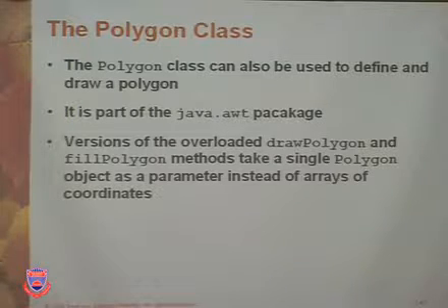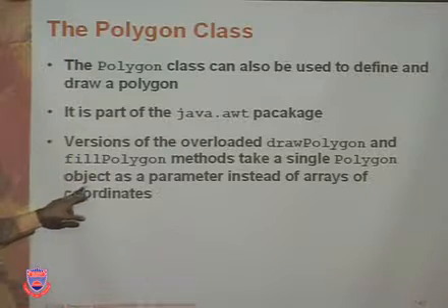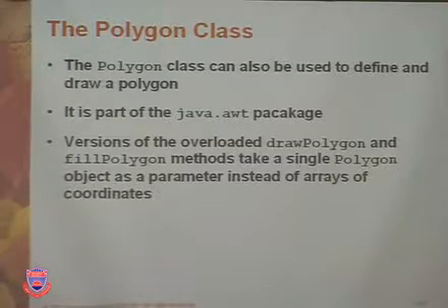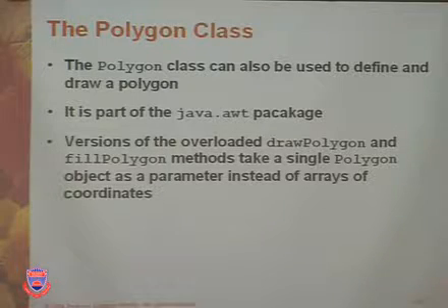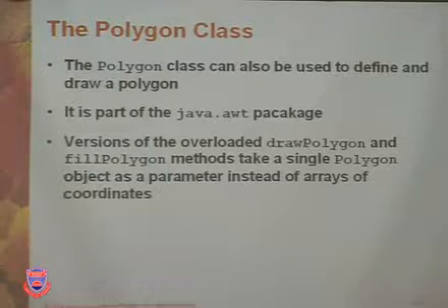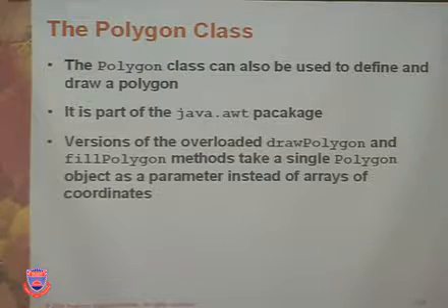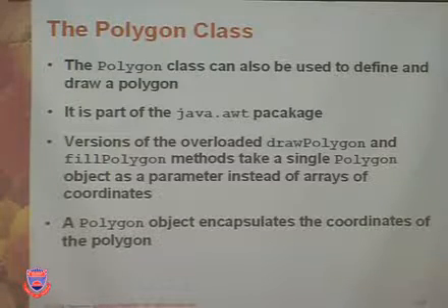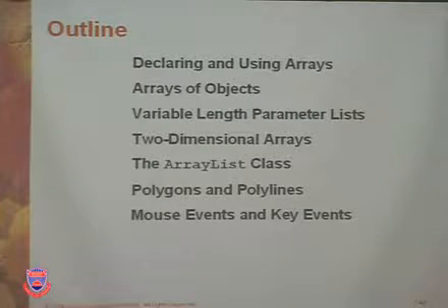You could also use overloaded drawPolygon and fillPolygon methods, which take a single polygon object as a parameter instead of coordinates. You can give the polygon objects as well, which could be used. Basically, a polygon object is also composed of x and y coordinates, which is going to map to the same exact implementation. It's part of the Abstract Windowing Toolkit, and then you can use these with the given library.